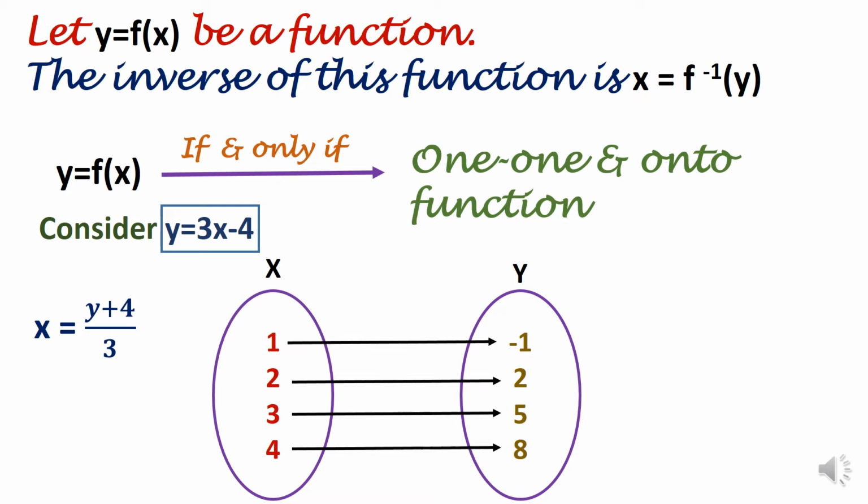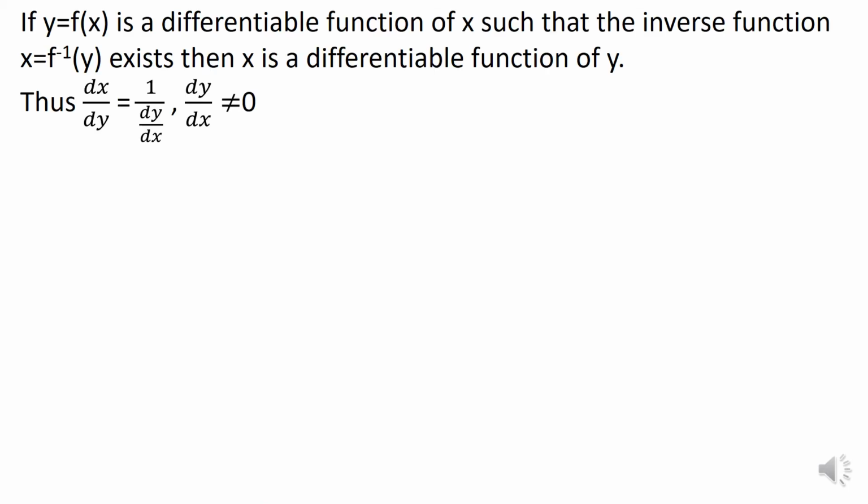Now, what is the derivative of the inverse of a function? Let us define it. If y is equal to f(x) is a differentiable function of x such that the inverse function, that is x is equal to f inverse of y, exists, then x is a differentiable function of y. So, we can say that dx upon dy, the derivative of x with respect to y, is equal to 1 upon dy by dx, as long as dy by dx is not equal to 0. So, in this way we find the derivative of the inverse function of y.